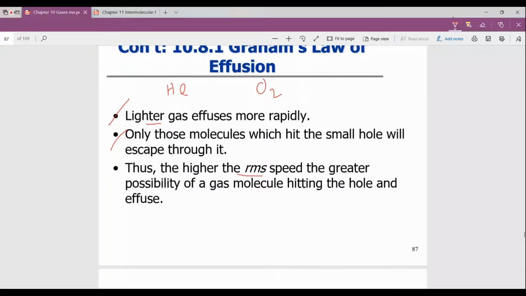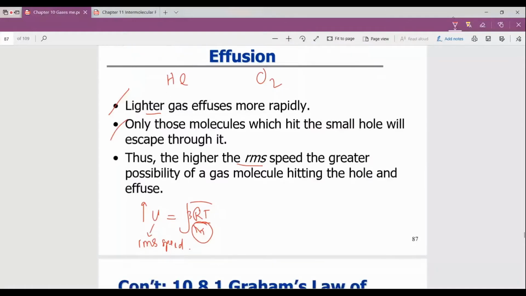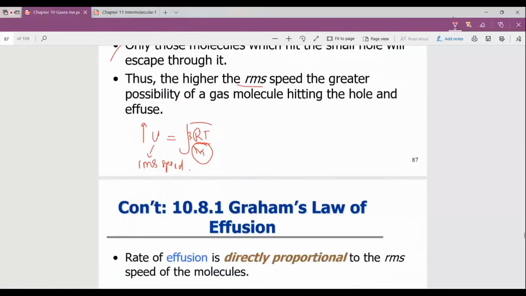Okay, so you can see from the equation, u_rms equals square root of 3RT over M, right? This is the formula for u. And from here, the higher the speed, we can relate it with the molar mass. This is the RMS speed. Just now we have the formula, right? Now, still effusion.